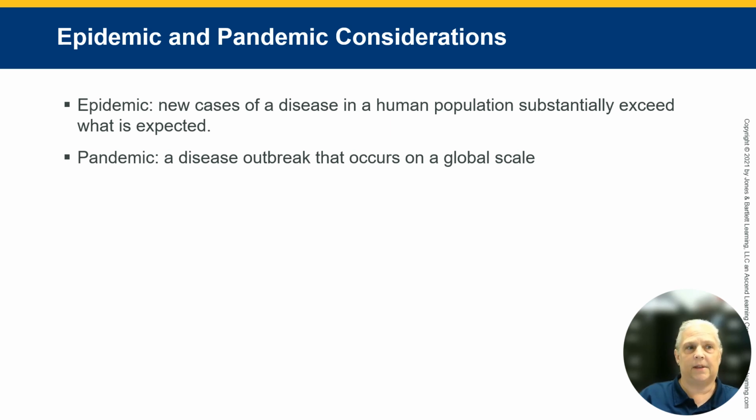So what is an epidemic? An epidemic is when new cases of a disease in a human population substantially exceed what is expected. A pandemic is a disease outbreak that occurs on a global scale. You need to know these definitions. You will see them again.